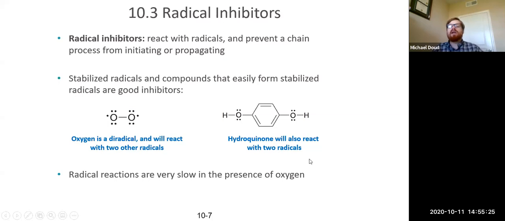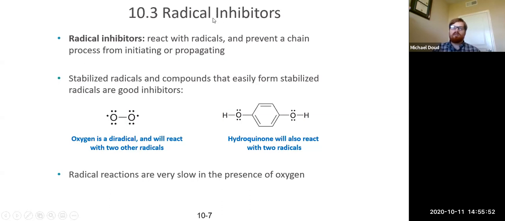Okay, so radical inhibitors, on the other hand, are exactly what it sounds like. These are compounds that are able to react with radicals and stop the chain reaction from propagating or even initiating in the first place. So stabilized radicals are good for that. There are 2 possible inhibitors. One is oxygen. Oxygen is what prevents radical reactions from occurring in open air, and that's because oxygen can be written as a diradical.